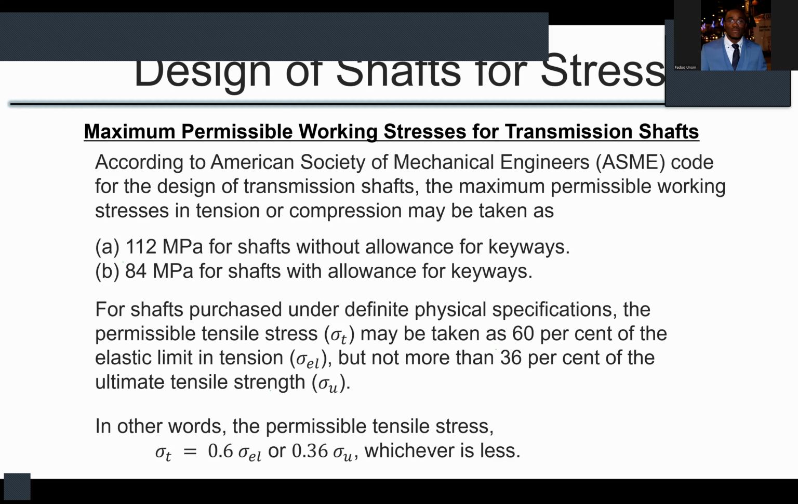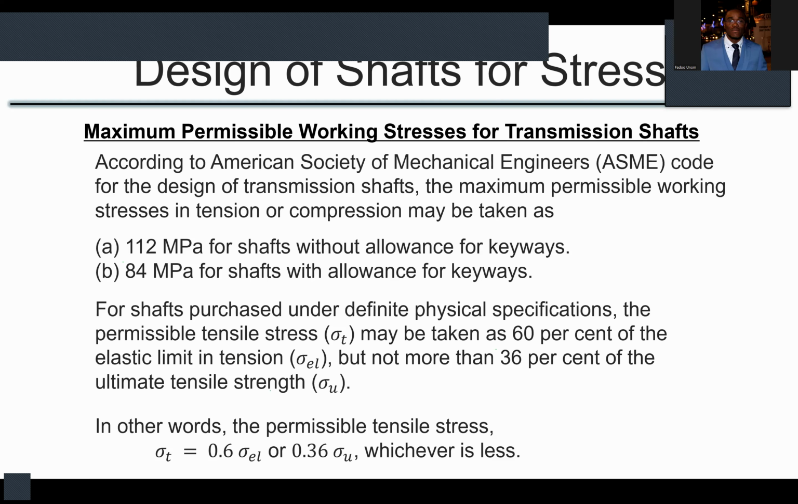So the maximum allowable permissible or the maximum permissible working stress in tension or compression, and these are normal stresses, not shear stress. We'll come to talk about shear stress later, is 112 megapascal. So if your problem does not state it, this is what you will take for a shaft that has no keyway. And this is when you don't have access to the material properties of that shaft. Okay? When you don't have access to the material properties of the shaft.